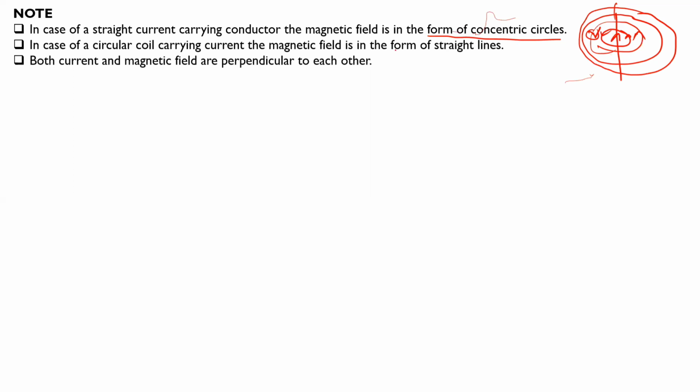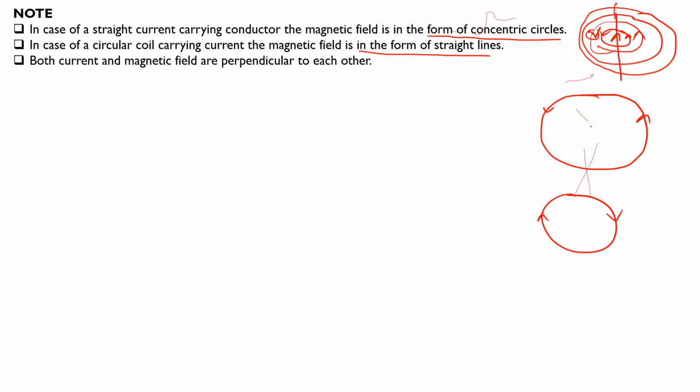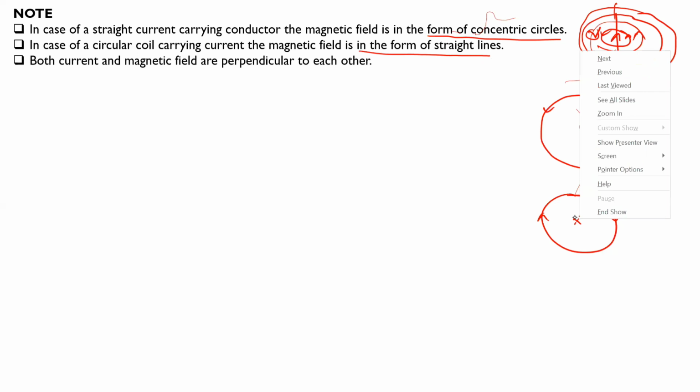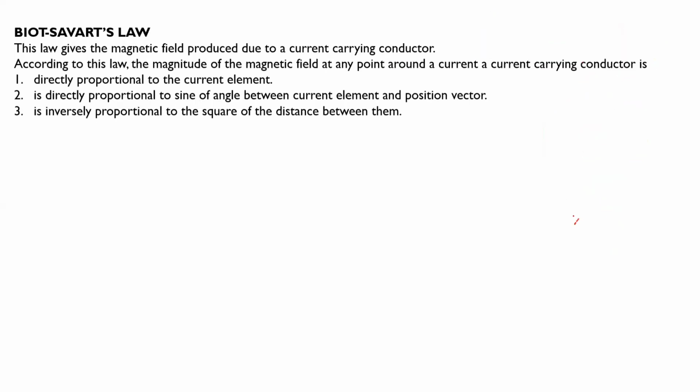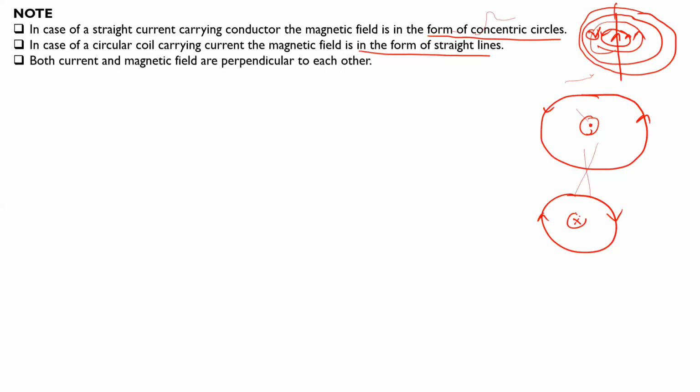Next, whenever you have a circular coil carrying current, it might be anti-clockwise or it might be clockwise. Either. So in terms of clockwise, it is always inward, and in case of anti-clockwise, it is outward. In clockwise, it is always inward.